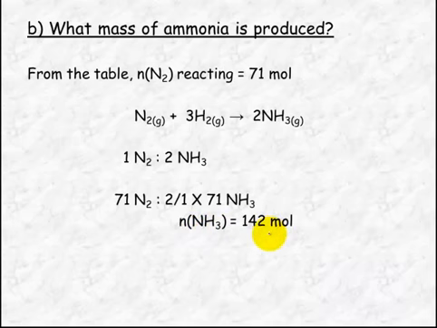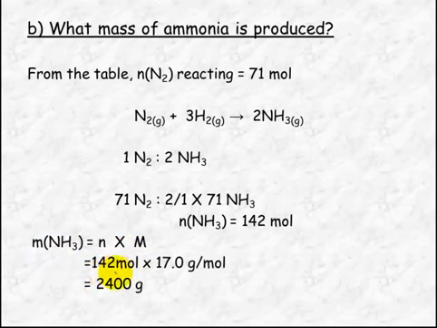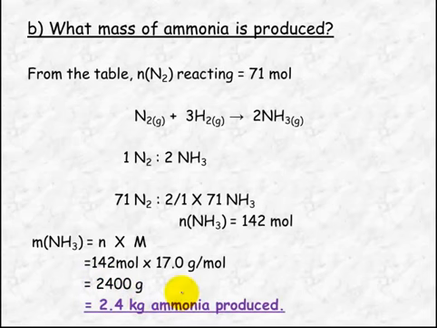All we have to do is convert that into mass, because remember, that's what the question's asking us for. So the mass of ammonia equals number of mole times molar mass, which equals 142 mole, which we just worked out, times 17 grams per mole, which equals 2,400 grams or 2.4 kilograms of ammonia.